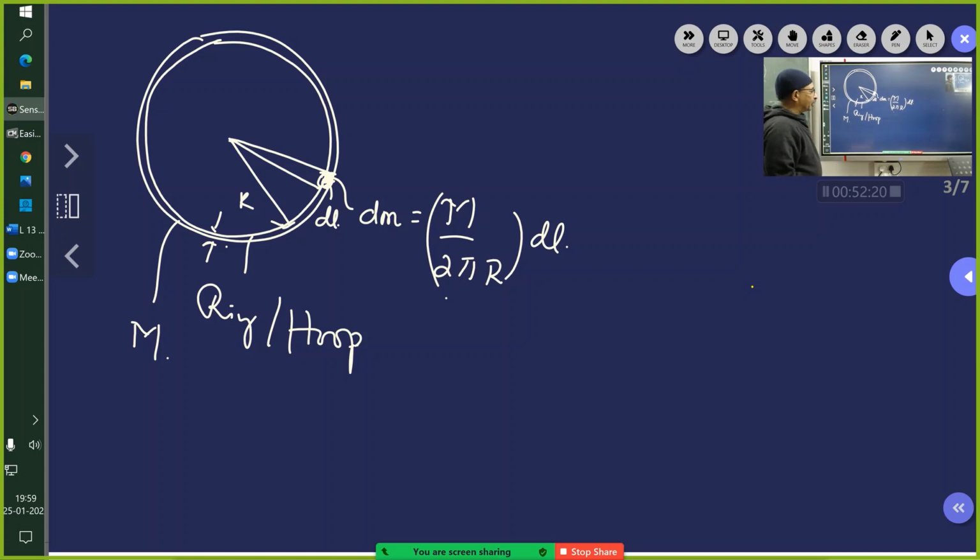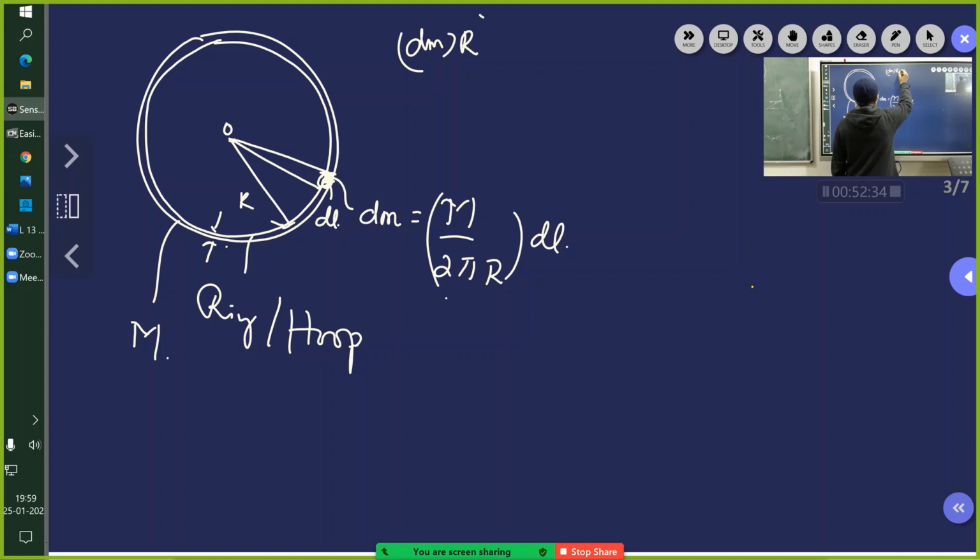Hello, are you with me? Yes. So the moment of inertia of this with respect to this point O will be what? It will be dm into r square, because the radius is r. Okay, the dm into r square, and the total integration will be this.